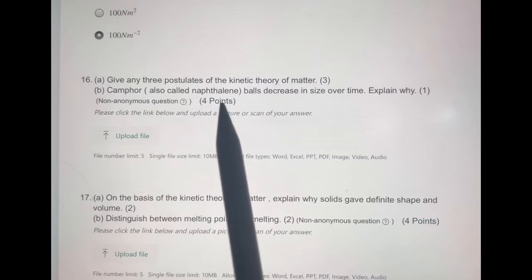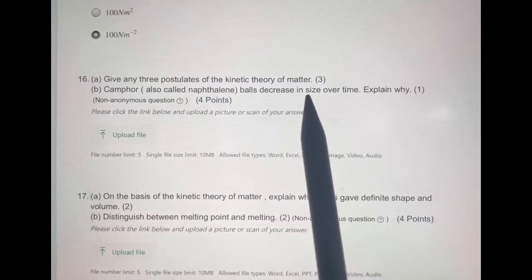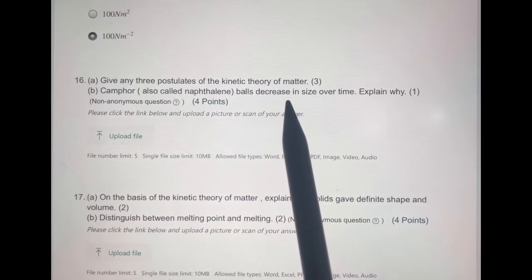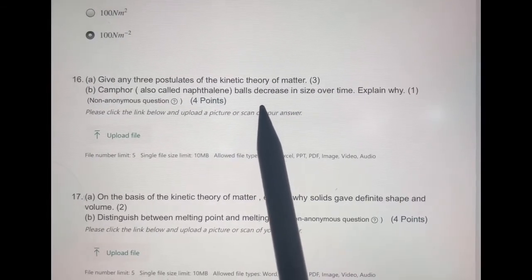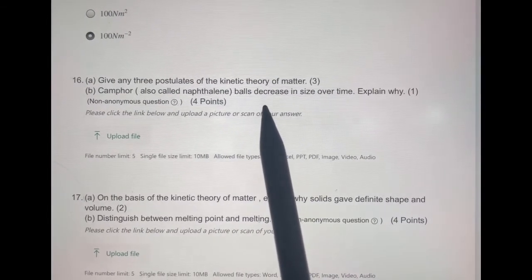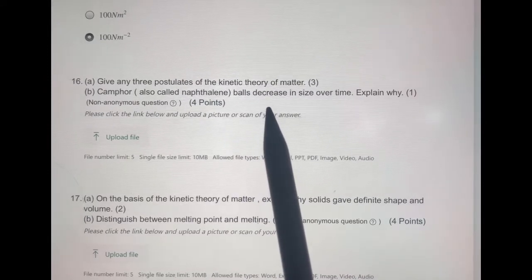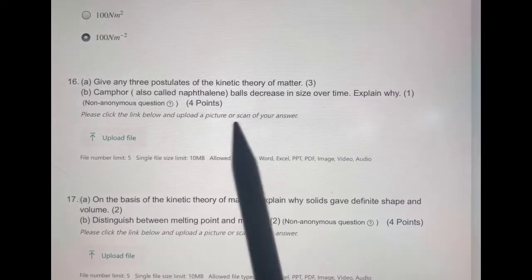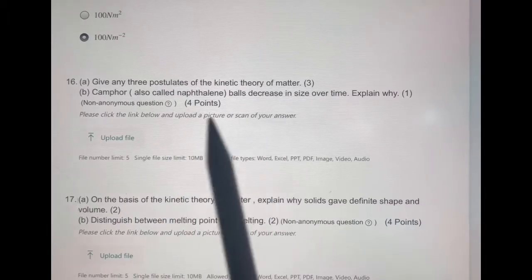Give any 3 postulates of kinetic theory. This is something you can check from the exercise copy. Like all matter is made up of molecules. That's number 1. Molecules are in a state of continuous random motion. That could be number 2. Number 3 would be molecules attract each other with an intermolecular force. So these could be the 3 postulates.